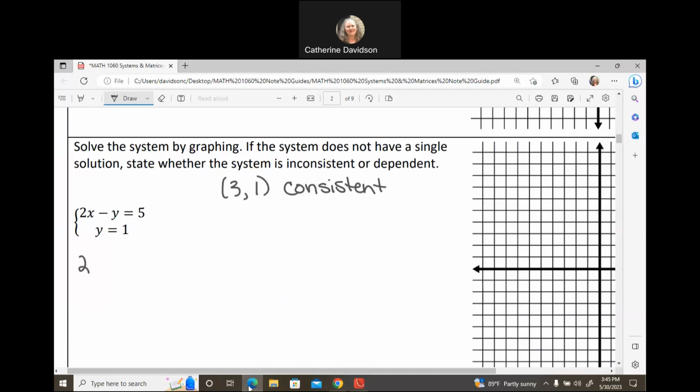All right, so again, with that first line on top, we have the point (3, 1). I'm going to try plugging a 0 in. So I end up with -y is equal to 5. To make y positive, I'm going to divide out a -1. And all that does is change the signs of everything. So we have a point at (0, -5).